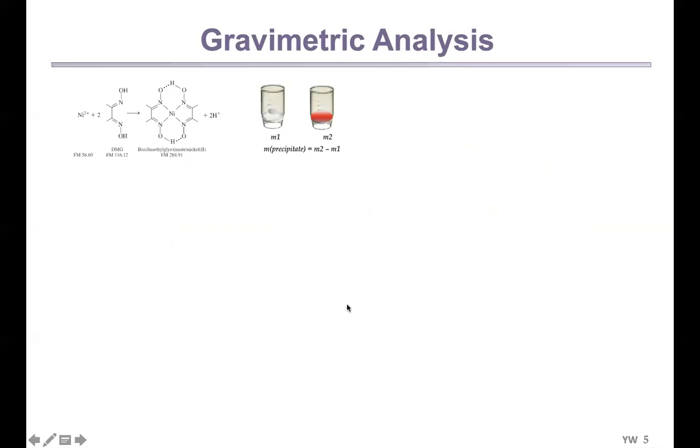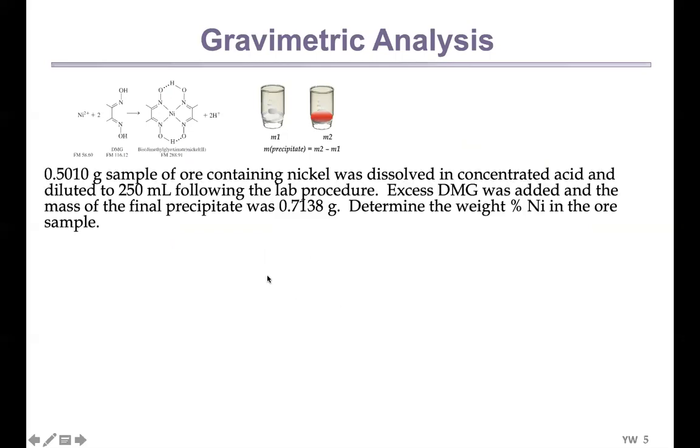So for example, let's do a practice question here. If you have a 0.501 gram sample of oil, that's the unknown sample I mentioned to you, okay? So this unknown sample contains nickel, but we don't know how much nickel was there. We dissolve it in concentrated acid and dilute to 250 milliliters following the lab procedure.